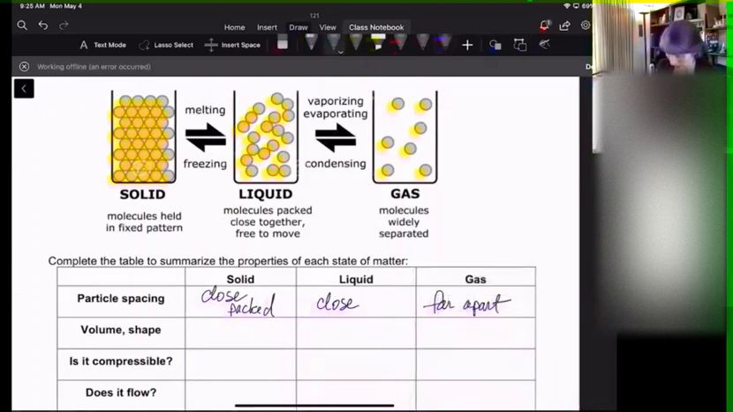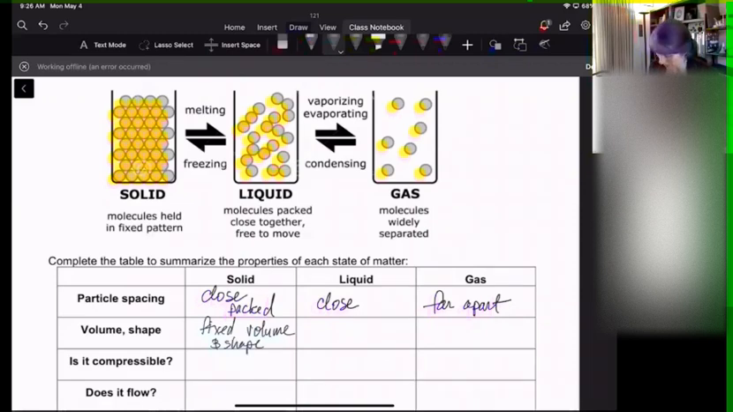So for a solid, the volume is fixed, right? It's just one size. It doesn't change. So fixed volume, and the shape is also fixed too. So I think in the lecture slides, we talked about a quarter. Oh yes, of course, I've got pennies. So the penny is a certain shape and size based on the mold it was made in, and that has the year engraved on it too, right? So that doesn't change. So fixed volume and shape.